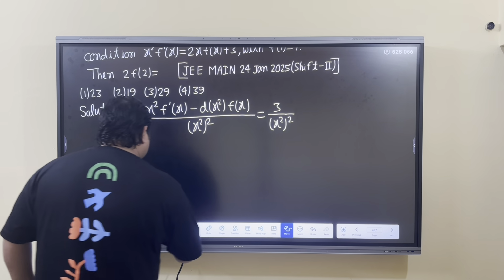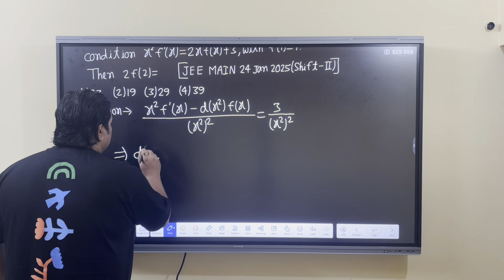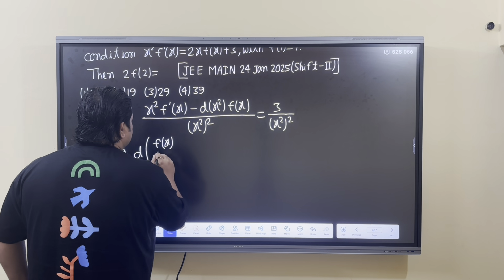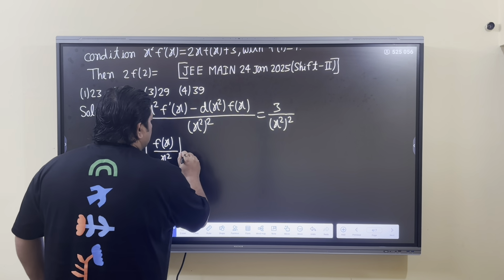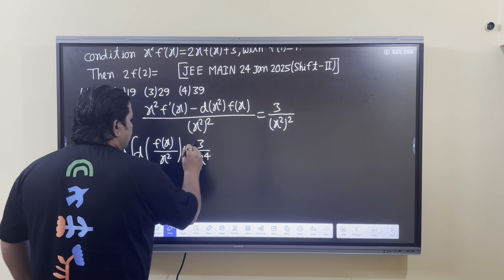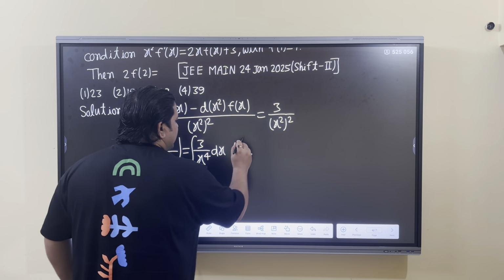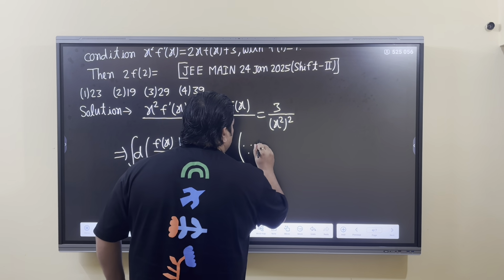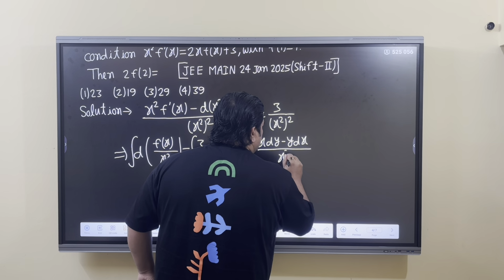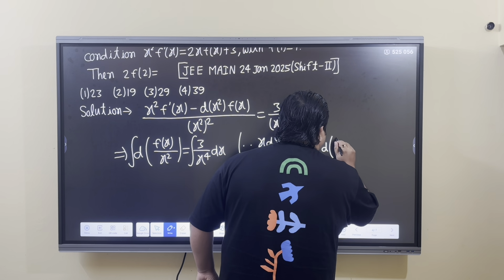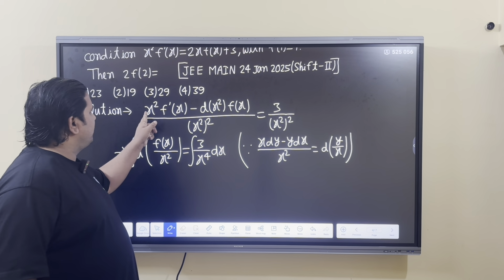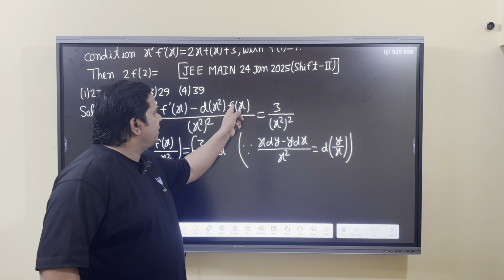Now the left side will become d of, in place of y we have f of x, and in place of x we have x square, equal to 3 by x to power 4, and then we'll integrate both the sides. Over here which formula have we used? We have used the formula x dy minus y dx by x square, which can be written as d of y by x. So if you compare, in place of x you have x square and in place of y you have f of x.